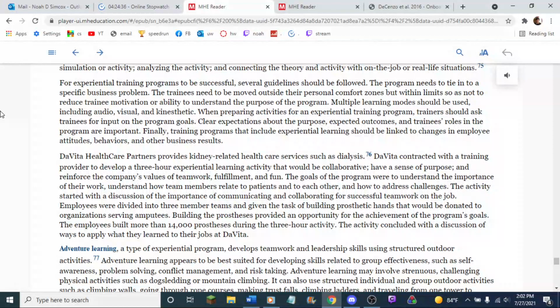Multiple learning modes should be used, including audiovisual and kinesthetic, when preparing activities for an experiential learning program. Trainers should ask trainees for input on the program goals. Clear expectations about the purpose, expected outcomes, and trainees' roles in the program are important. Finally, training programs that include experiential learning should be linked to changes in employee attitudes, behaviors, and other business results.